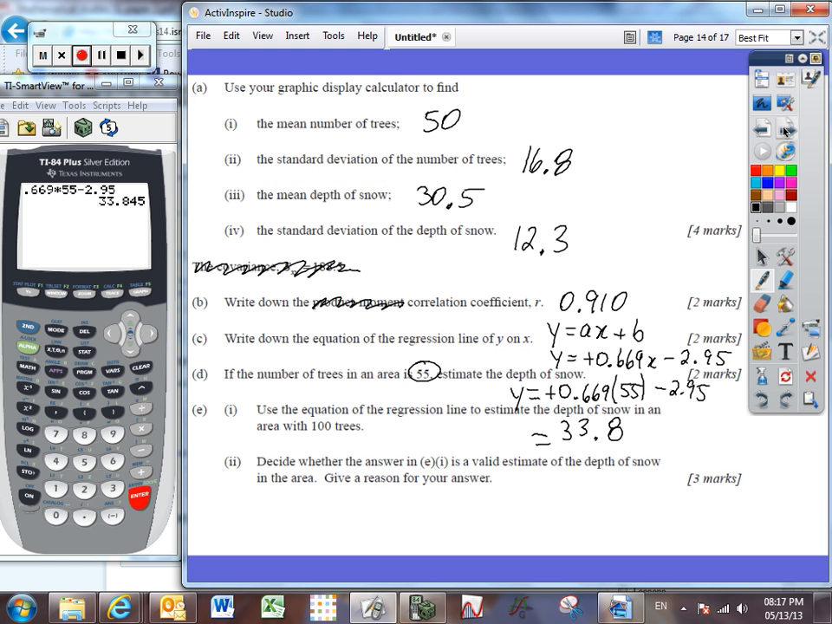And furthermore, is our r value, is the correlation strong enough such that an equation of a line of best fit is an appropriate method? And yeah, that's fair, that's pretty strong correlation, 0.9, that's pretty high, so I'd say yes, it is a valid estimate. And the reason, we could say that r is close to 1, so correlation is strong.